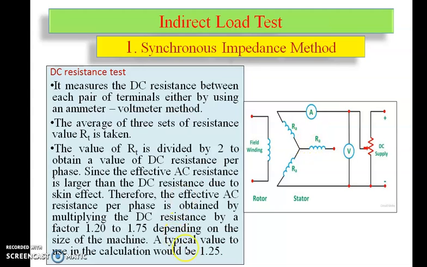Okay, so just multiply whatever resistance you are getting for the DC value with the 1.25 factor, because as we know, resistance is different for DC as well as for AC. DC resistance value is very low compared to AC, but because AC has an inductive part, whatever value of resistance you get for DC, just multiply with 1.25 to get the AC resistance.